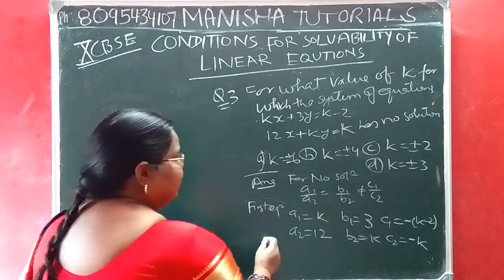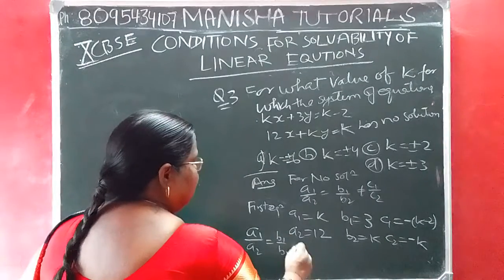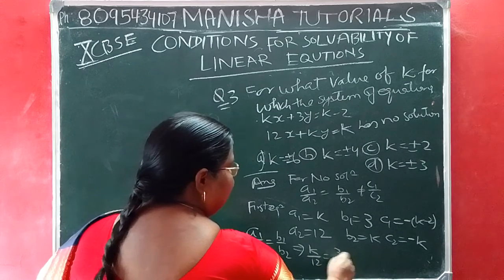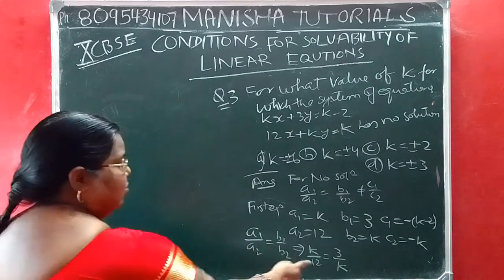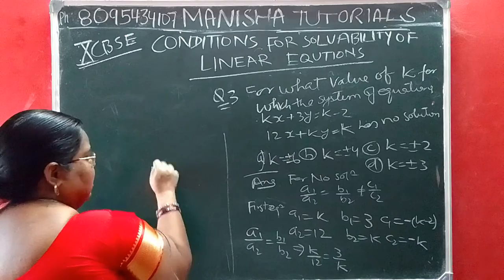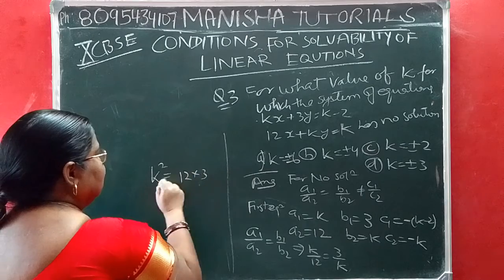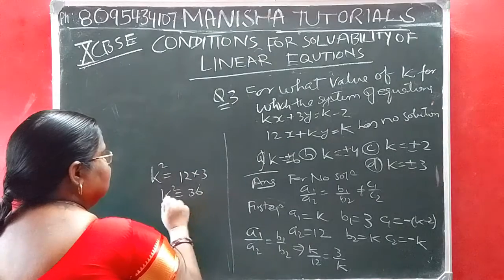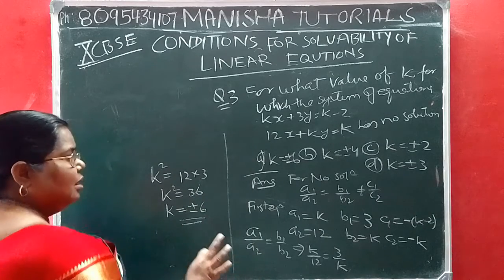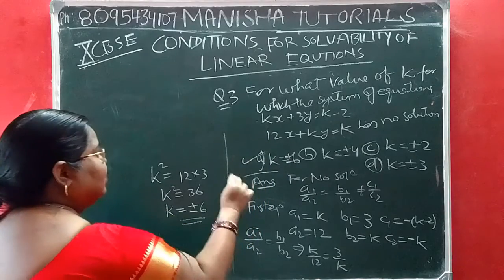Now the condition: we put a1 by a2 equal to b1 by b2. Let us start with k by 12 equals 3 by k. After cross multiplication, k square equals 12 into 3, which is 36. k square equals 36, so k equals not only 6 but plus minus 6. And what about the third condition? Here the answer we got is the first option, option A is the correct answer.